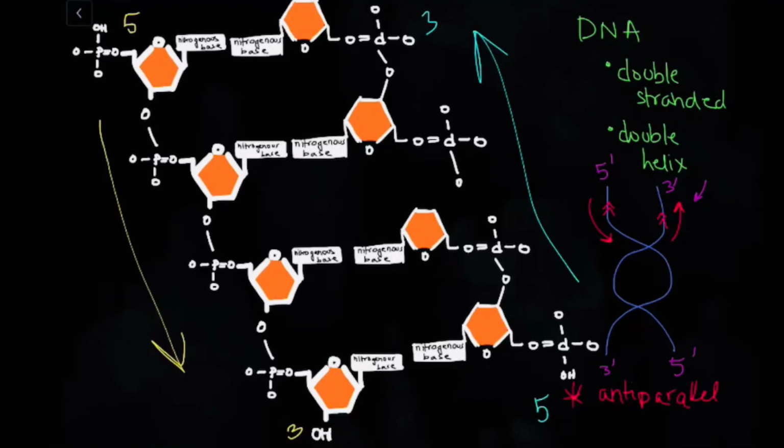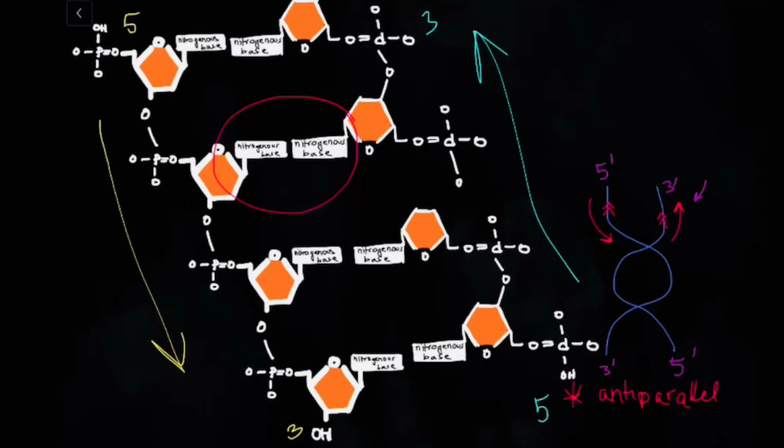But let's go back to the nitrogenous bases for a second. Notice how the nitrogenous bases pair up in the molecule of DNA? Well, there are actually specific pairings. So let me just erase this over here. Adenine pairs up with thymine, and guanine pairs up with cytosine. So if I were to have this nitrogenous base be adenine, then the other nitrogenous base would have to be thymine. If this one over here was cytosine, then the other would have to be guanine.